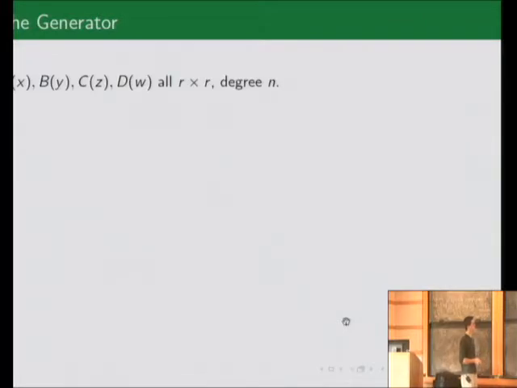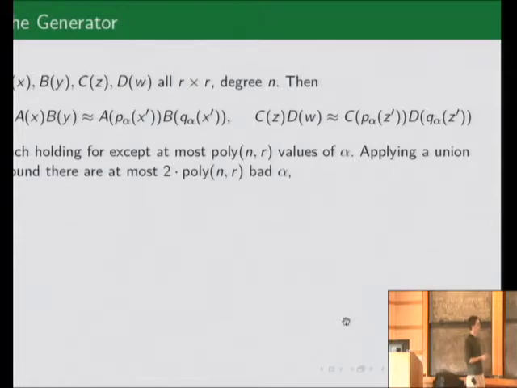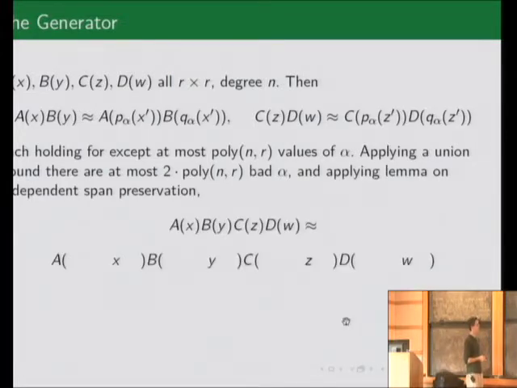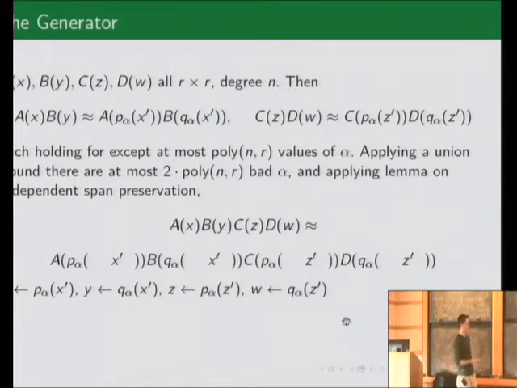So I want to say how I actually get the generator from this. If we have A, B, C, and D on 4 variables, we can apply the curves independently on A and B and C and D. And by a union bound, we can find one alpha that works for all of them. And then by applying this lemma on span preservation, we can take these 4 variables, and on the left, change them to a single variable x prime. So we'll put in the curves there. On the right, we can merge these 2 variables to one variable and put in the curves there.